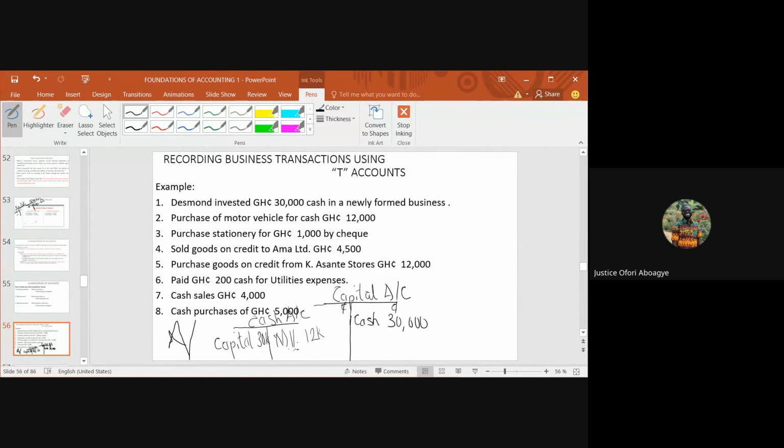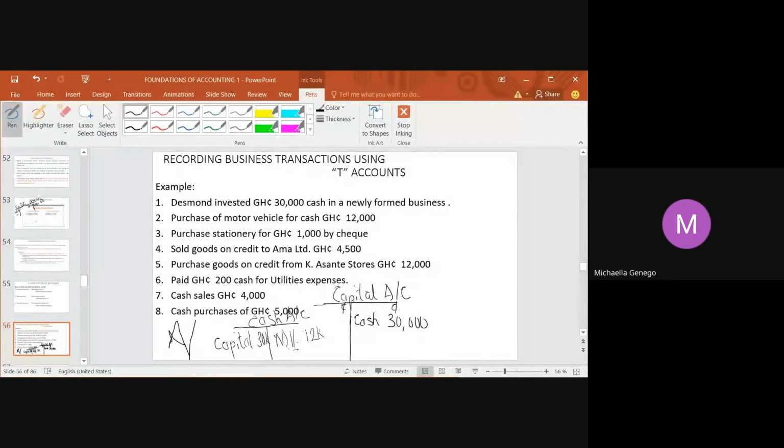Income account. Yes, he has made an income. So income account. Cash account and income account. Yes, but the income, we don't have a name for it, so it's sales account. So cash account and sales account.